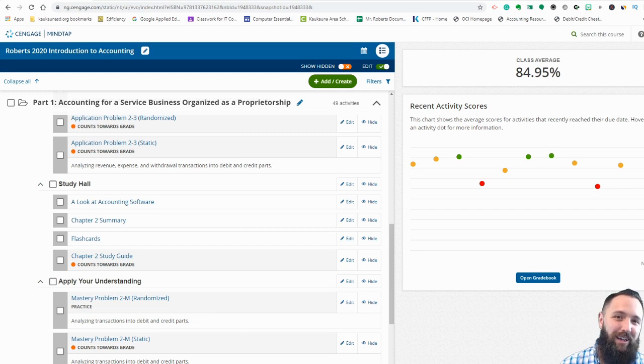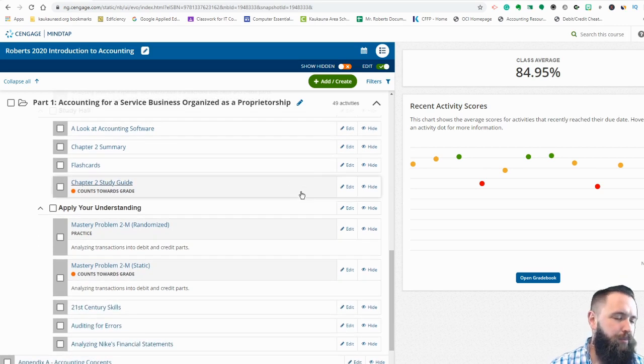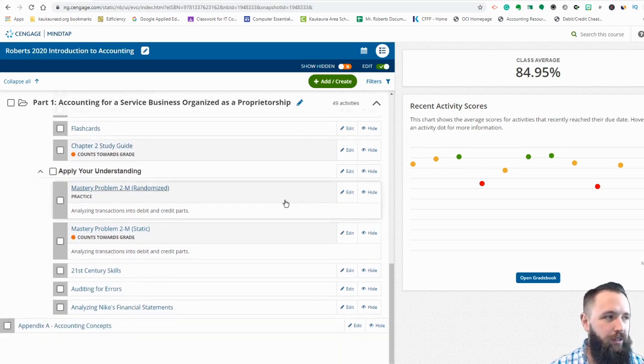Want to talk to you real quick about our study guide and our mastery problem for Chapter 2. Chapter 2 only has 3 parts, and we've gone over all 3 parts. You've made a visual representation of transactions, so we should be moving right ahead. And just like we did in Chapter 1, we are going to complete the Chapter 2 study guide and the mastery problem. So the study guide is pretty small.